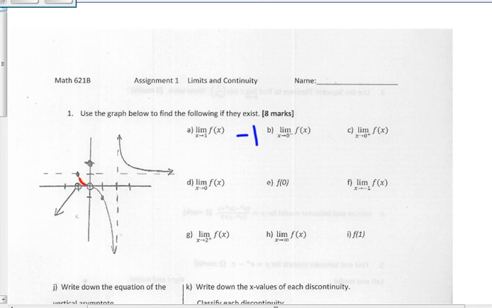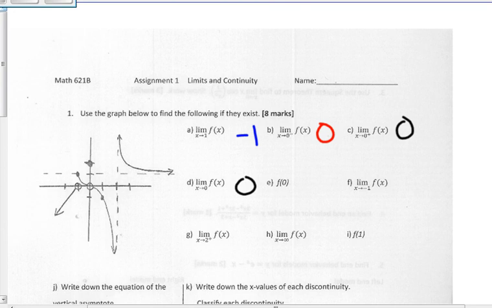The next one is 0 from the left. So 0 from the left seems to be going to a y value of 0. 0 from the right also seems to be going towards a y value of 0. D says the limit as x goes to 0. Well, it's going to the same place from the right and from the left. It's going towards 0.